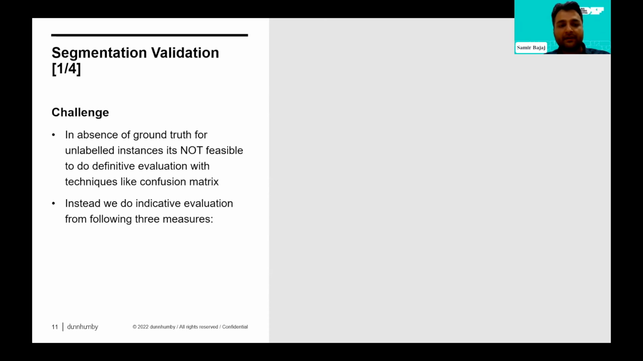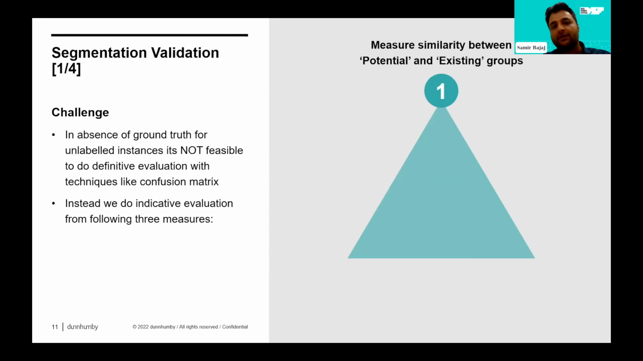And the indicative evaluation is a kind of triangulation of 3 evaluation processes. So first, we establish similarity between the potential and existing groups.